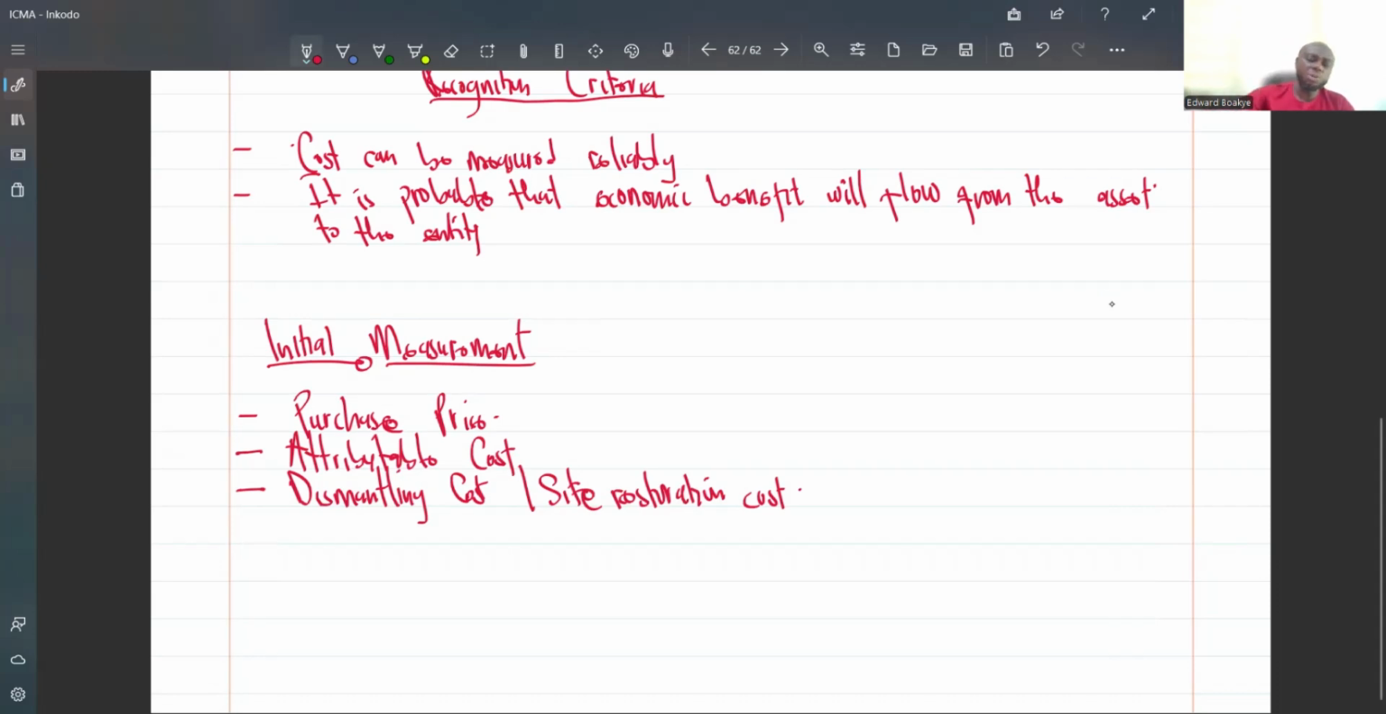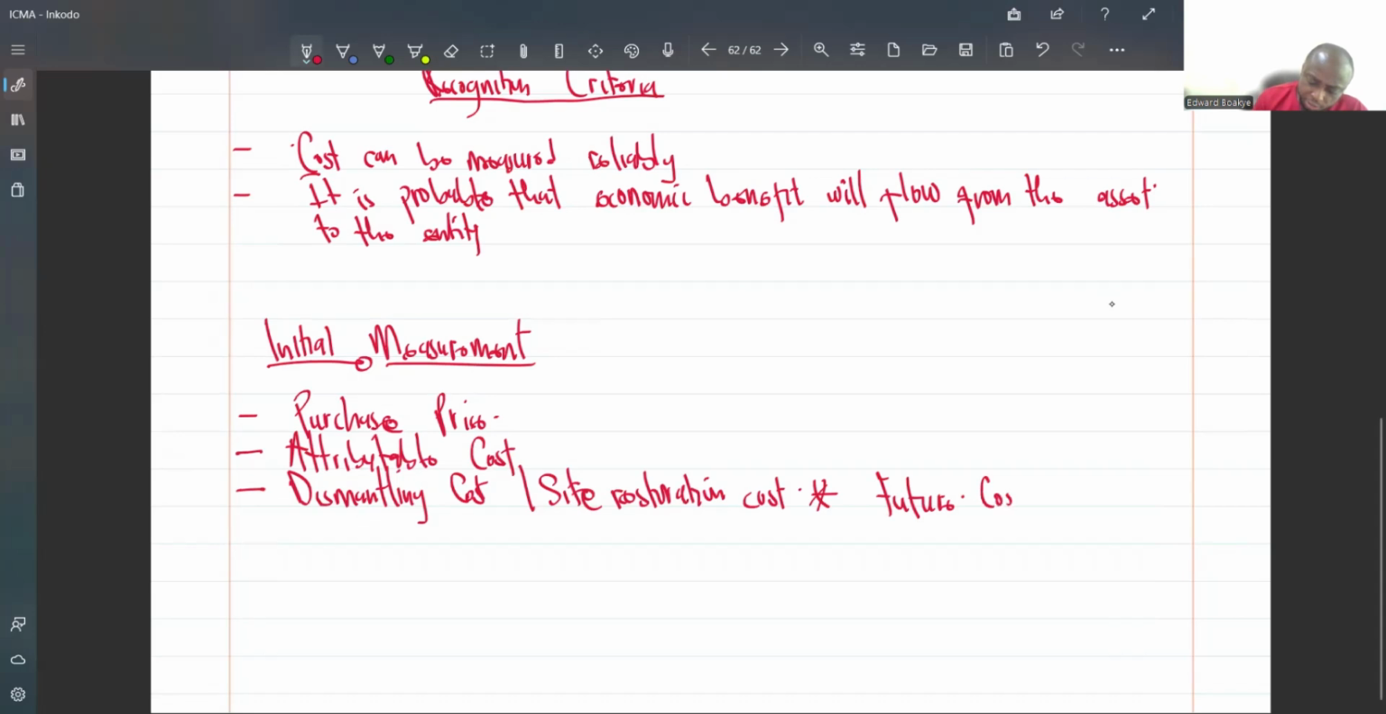So even the cost of taking the asset out is what we call the dismantling cost or site restoration cost. So your initial measurement of PPE is going to take into consideration the purchase price, the attributable cost, and then the dismantling cost, or what we call site restoration cost. Then we should know that this cost is a future cost.